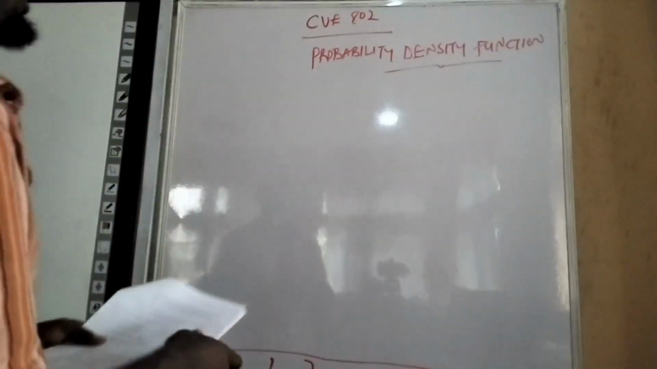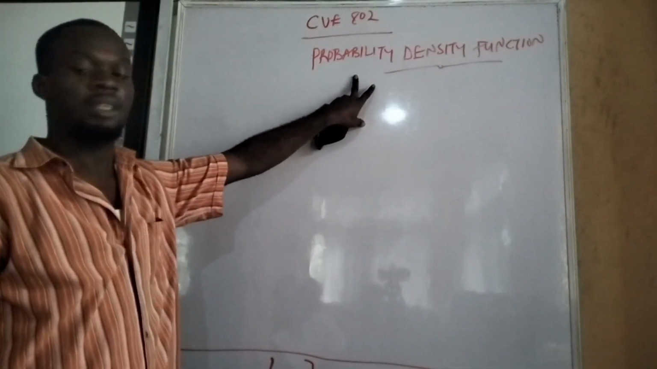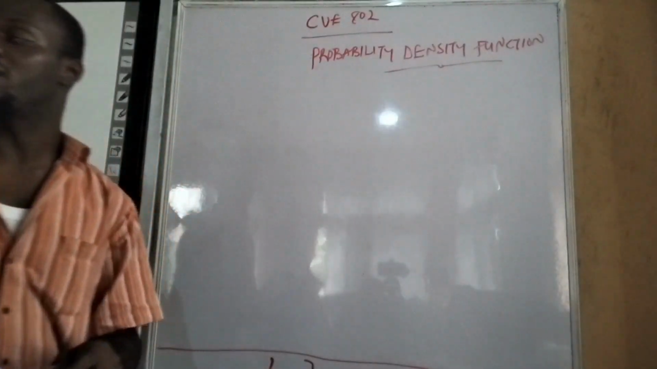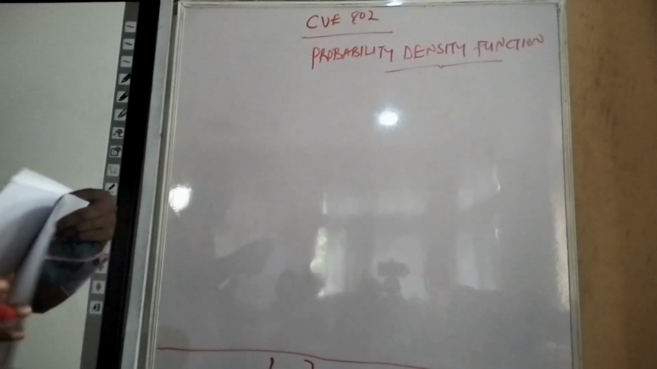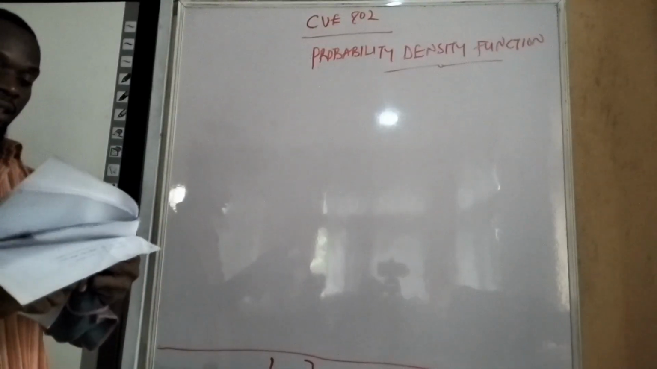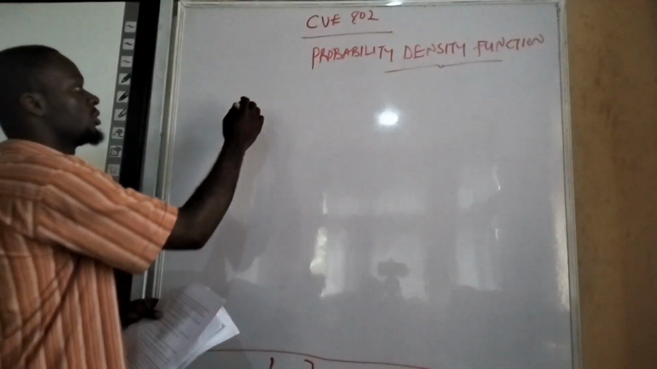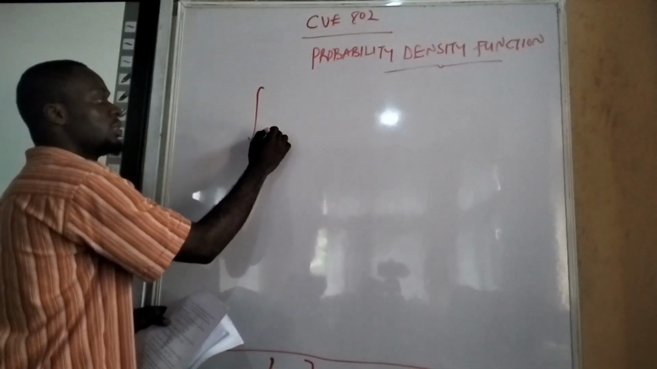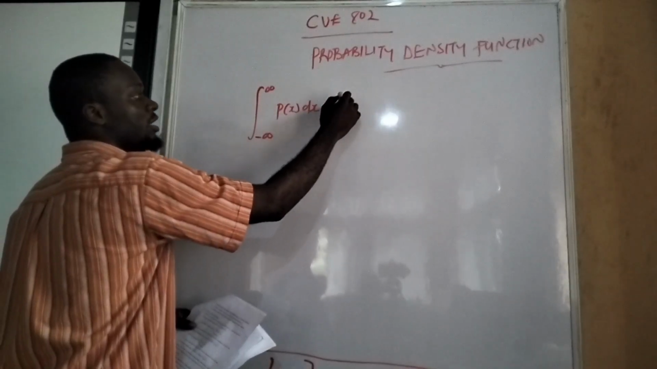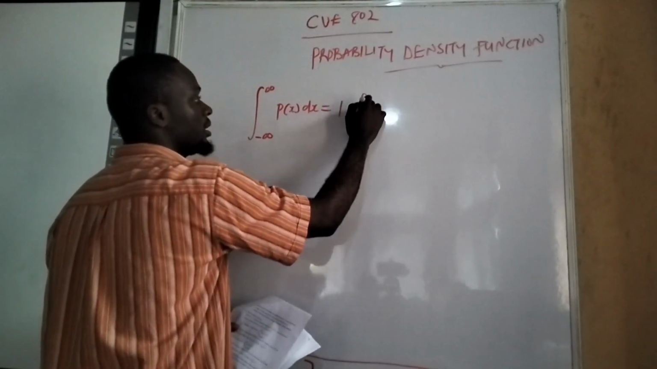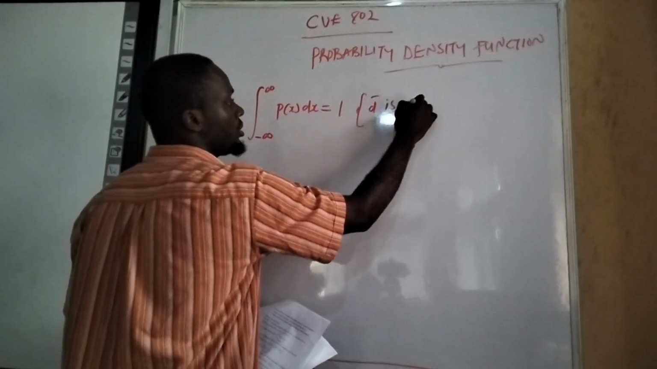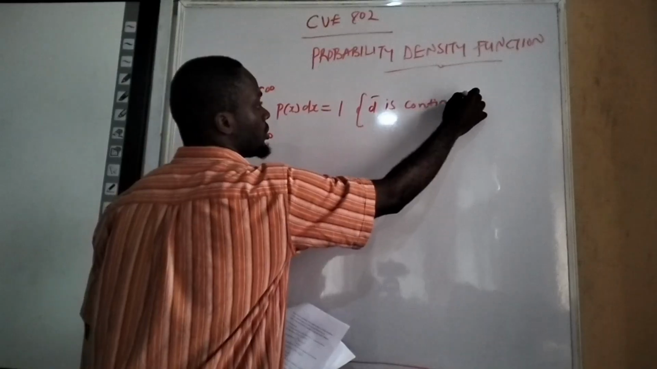If you are given a problem of this nature, that is a probability density function, you have to check and make sure it is continuous before solving. So to check, you have to integrate the function from negative infinity to positive infinity. If you get 1, then the function is continuous.